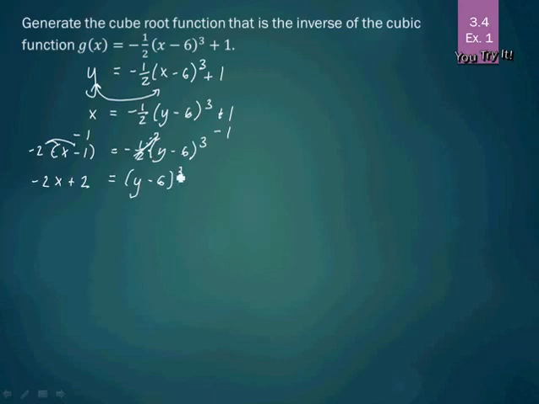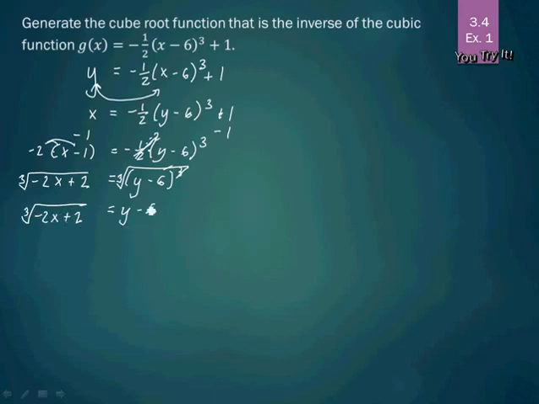Now we need to get y isolated still, so we can do the reverse operation of cubing something and do the cube root of it. And that basically undoes the exponent, making sure to do it on the other side as well. So we get just what's underneath, y minus 6, because those are undone. The cubed exponent is canceled by the cube root, and then on the left side we have the cube root of negative 2x plus 2.